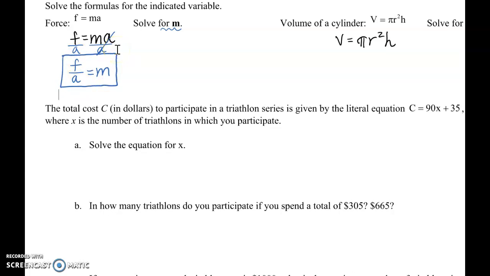Over here, for the volume of a cylinder, we want to solve for h. So these are all attached by multiplication. So I can divide by pi r squared on both sides because they're both attached by multiplication. So this would be v over pi r squared equals h.